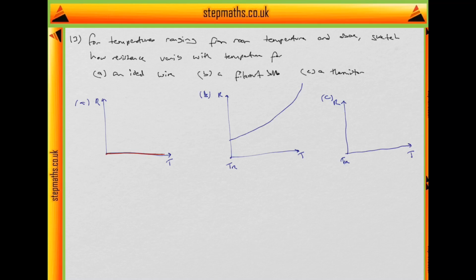So what this means is we start, because it's room temperature, it's not going to start at infinity, it's going to start at some value of R. And then it's going to come down in the opposite way to a filament bulb and tend towards 0 as T tends to infinity. And those are going to be our graphs.